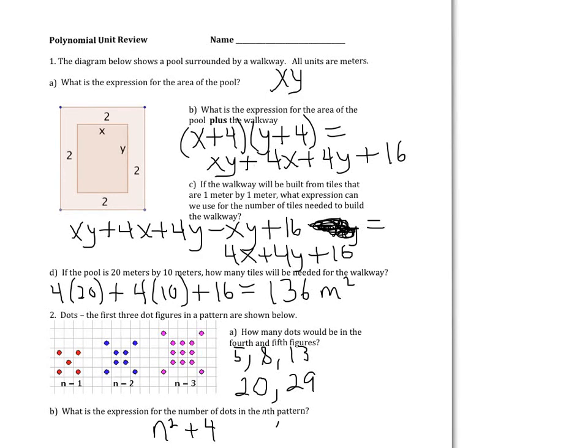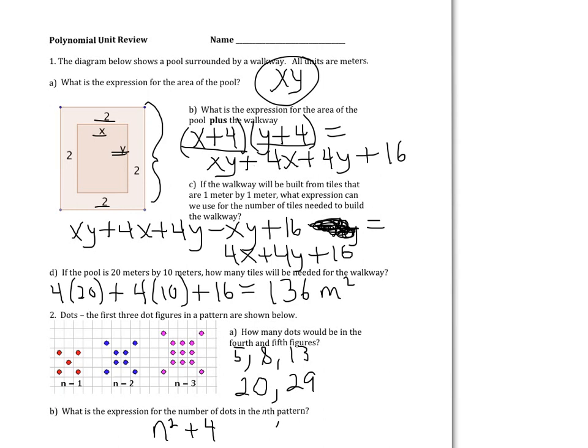Alright, question 1, the expression for the area of the pool. Well, we have the dimensions x times y, which gives us x times y as the area of the pool. For the entire pool plus walkway, we have this dimension, which is 2 plus y plus another 2, which gives us y plus 4. Similarly, the width, we get x plus 4. When multiplied out, that gives us xy plus 4x plus 4y plus 16.